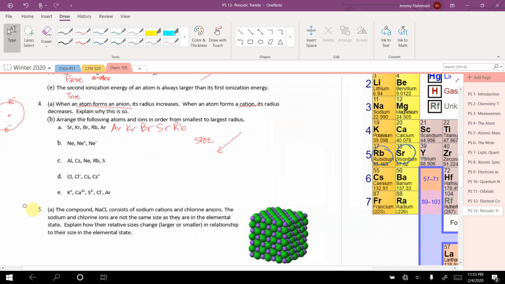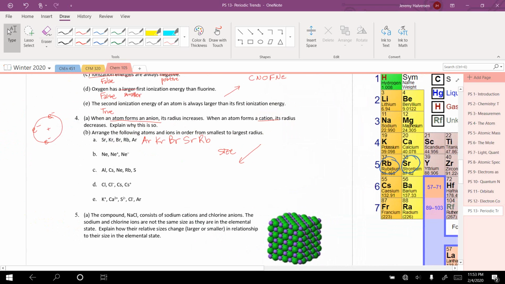Alright, then we have neon, neon plus, and neon minus. So remember, when I add an electron, what happens? My radius increases. When I lose an electron, my radius decreases. So that means smallest is going to be neon plus, followed by neon, and then neon minus.